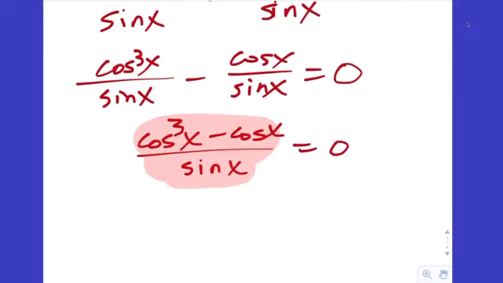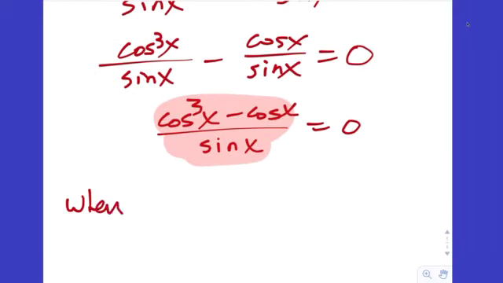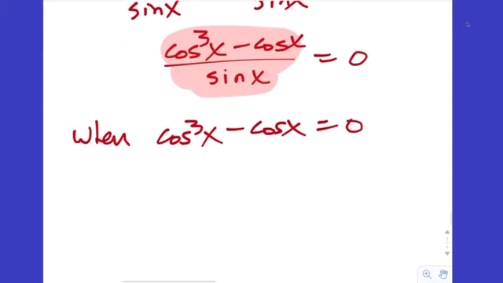When you have a single fraction and it's equal to 0, a fraction is equal to 0 when the what is 0? Numerator or denominator? When the numerator is 0. So this single fraction is equal to 0 when the numerator, cosine cubed minus cosine of x, equals 0. So we're still ending up with the cosine cubed minus cosine equal to 0, but we're not getting to that line by multiplying both sides times sine. You got it? We're still considering the highlighted equation as part of the equation.